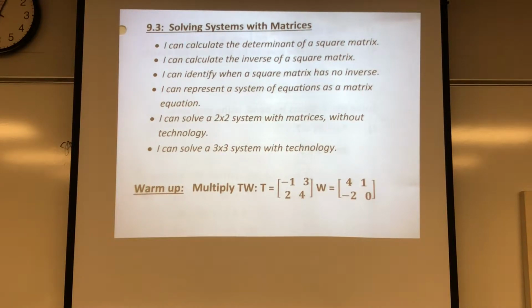9.3, solving systems with matrices. You will need a graphing calculator for part of this unit. So if you don't have one, you can always come in and borrow one.